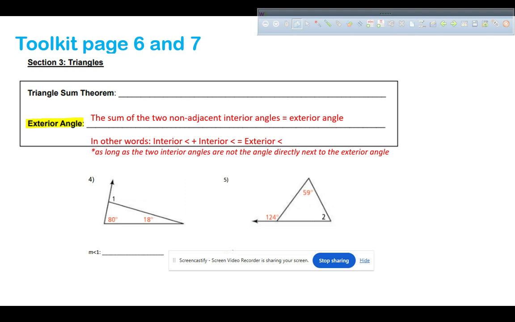The exterior angle theorem says that the sum of the 2 non-adjacent interior angles equals the exterior angle. That might sound confusing to you, so here's what that means. In other words, your interior angle plus your interior angle equals your exterior angle, as long as the 2 interior angles are not the angle directly next to the exterior angle. Hopefully that will make more sense when you see an example. But take a few moments, jot that down.